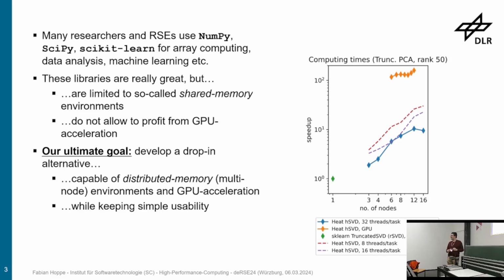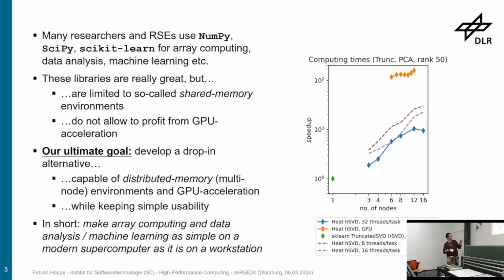But of course, very important, I guess, these libraries are so cool because they are very easy to use. You can just do something without being an expert, and we want at least to try to keep this design principle, so also make it possible to use HEAT for HPC non-experts. So in short, the vision basically is to make array computing and data analysis or machine learning, in the sense of scikit-learn, not in the sense of deep learning, as simple on a modern supercomputer as it is on a workstation. So that's at least our vision.